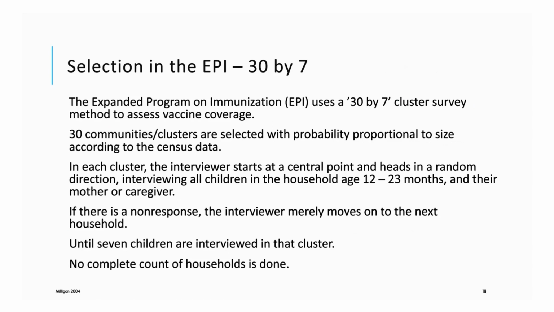The EPI 30x7 cluster survey is a typical survey used for the evaluation of immunization programs. Usually 30 clusters are selected and 7 individuals or 7 households in each of the clusters. Basically, 30 communities are randomly selected out of all the communities in the coverage area. 7 individuals in each of the 30 communities are interviewed, making 210 households.